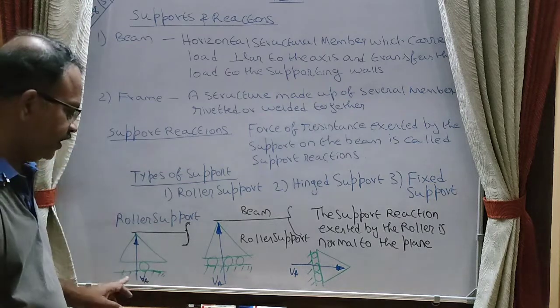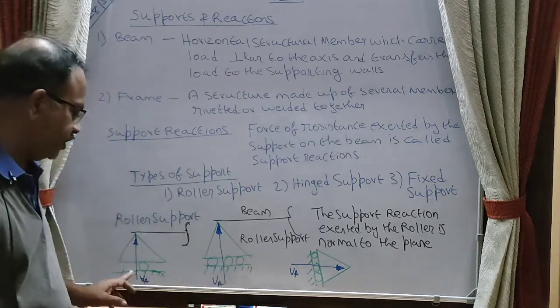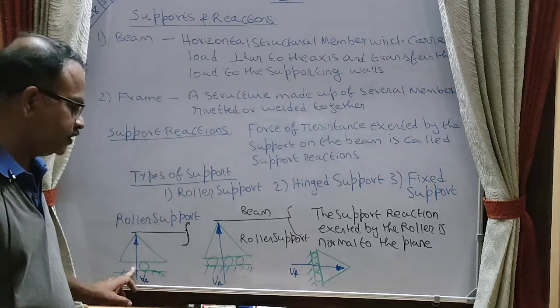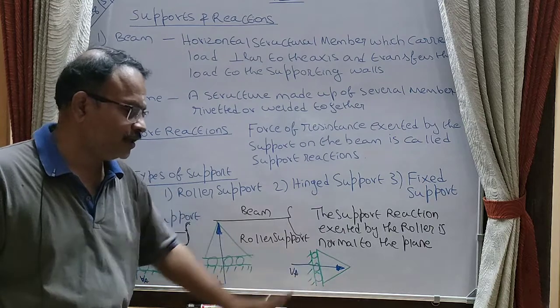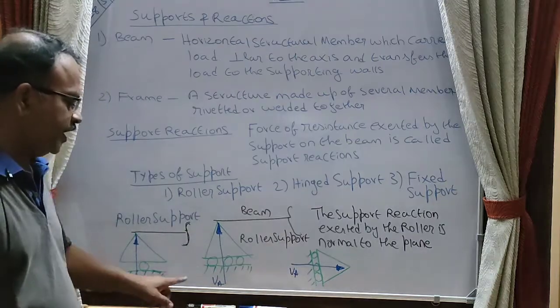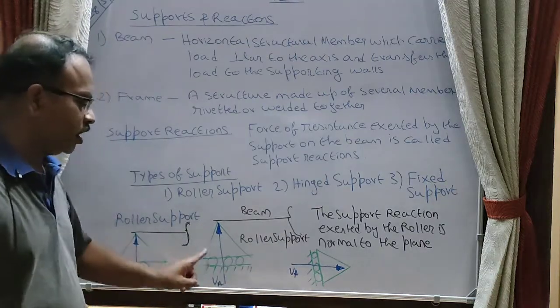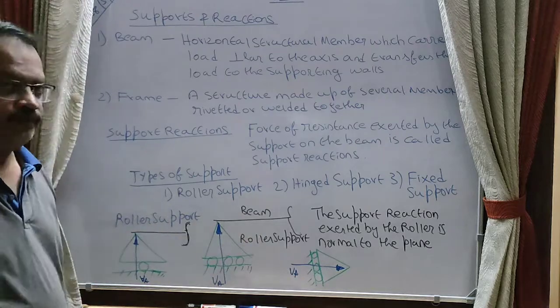I have given here three types of roller supports: a single roller support, a group of roller support, and a support roller acting in the horizontal direction to the beam. In each case the reaction is always normal to the plane.